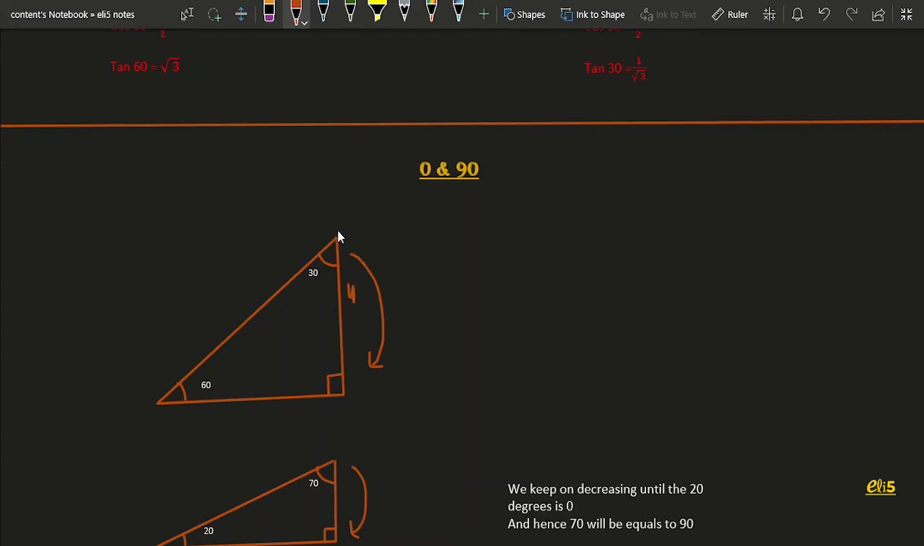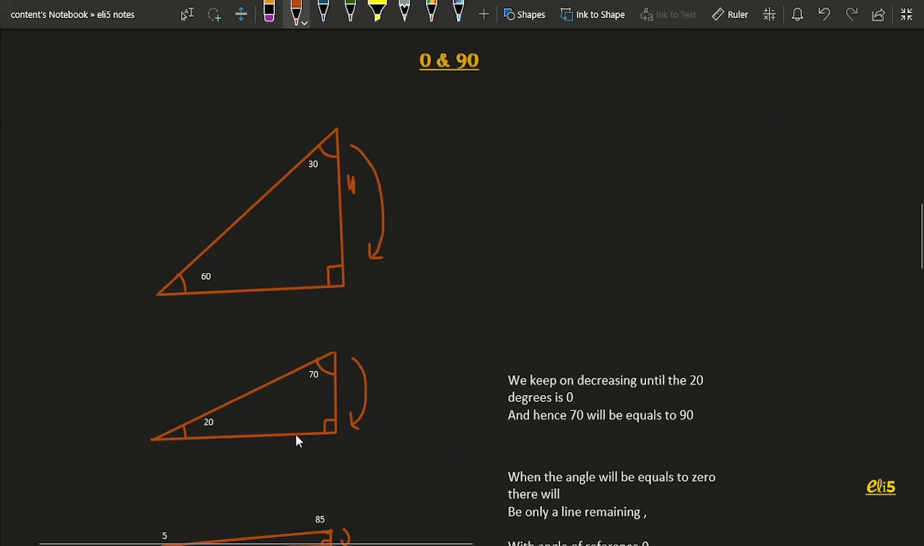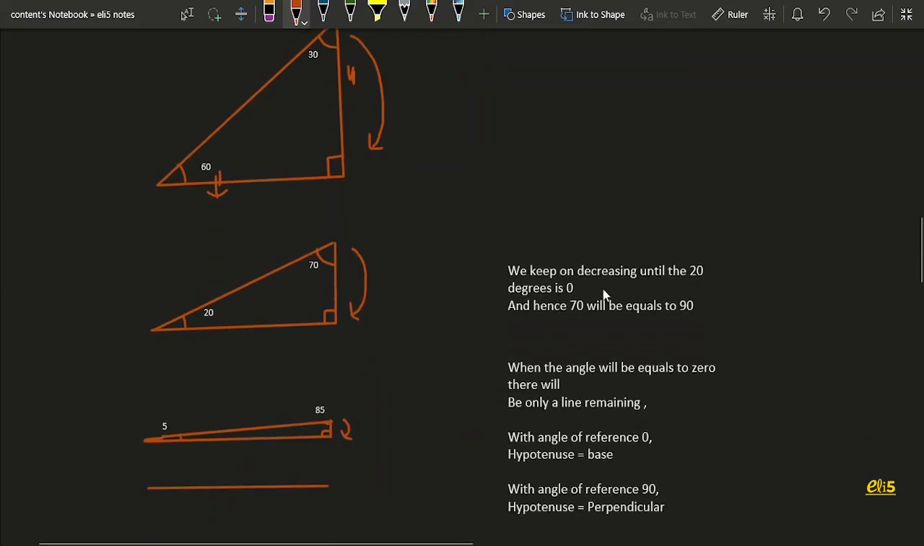We need to decrease it, so we keep on decreasing it, and this angle will be less and less, and this angle will be more and more. We'll reach somewhat like 70 and 20 degree, and we need to keep on decreasing until the 20 degree is 0, and hence 70 degree will be equal to 90 degree, because if this one is 0, this will be 90 degree. So you have to imagine here. I have done up to 5 and 85 degree.